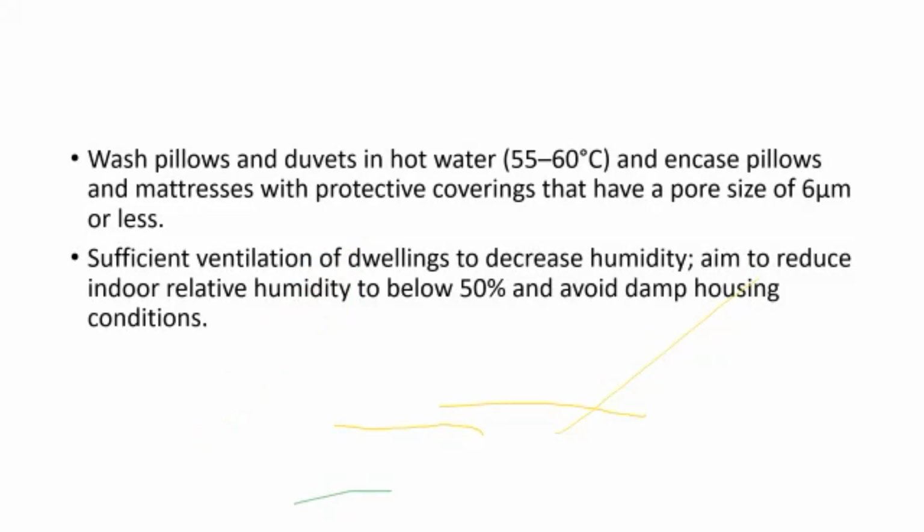So what you have to do is 60 degrees once again, hot water kills all the dust mites, and 6 microns is very important to encase the pillows and mattresses. 60 degrees, 6 microns. You remember just simply like that. Ventilation is very important to decrease the humidity. Humidity should not be very high, and the relative indoor humidity should be below 50%. Avoid damp housing. So 60 degrees, 6 microns, and 50% humidity is very important for us.